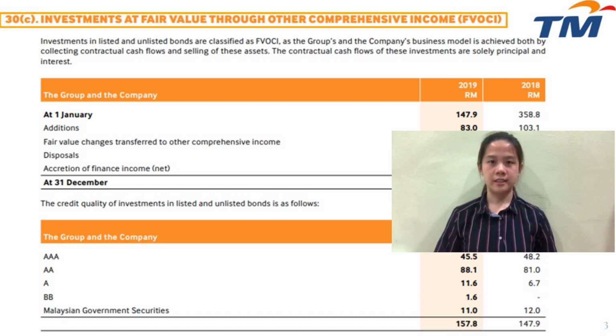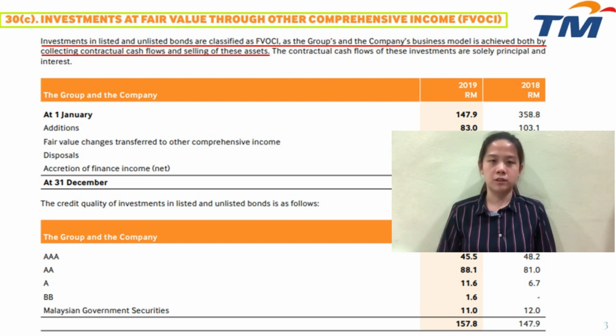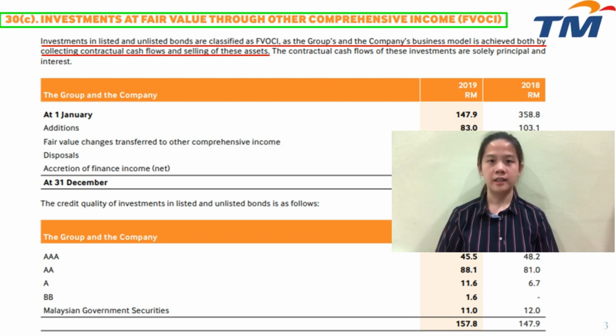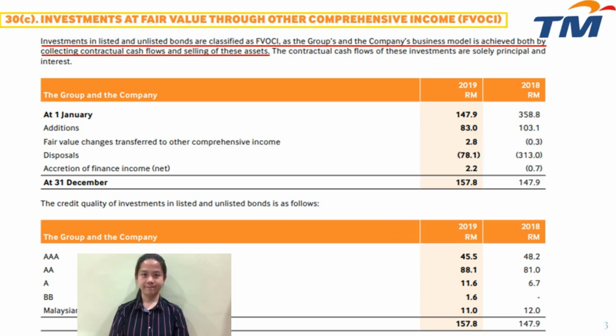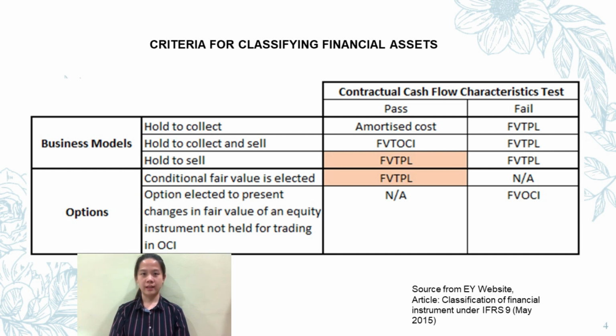In the notes to the financial statements from Telekom Malaysia Berhad, examples of financial assets measured at fair value through other comprehensive income are investments in listed and unlisted bonds. We have drawn one red line to show you the policy used by Telekom Malaysia Berhad. It matches the criteria that I mentioned before for measuring financial assets at fair value through other comprehensive income. So here comes the third category of classification for financial assets.